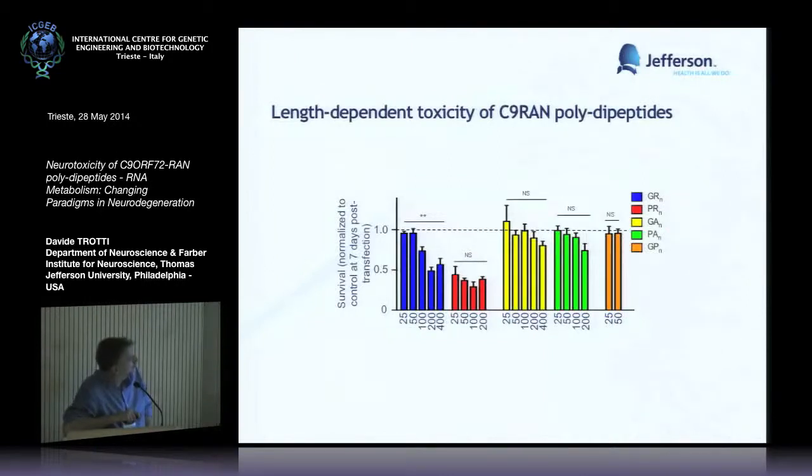The other one seems to have a trend in toxicity, although some toxicity was detected for GA at lengths as high as 400, but it's minimal compared to what we see for these two polypeptides. And GP didn't show anything, but we couldn't go higher than 50.